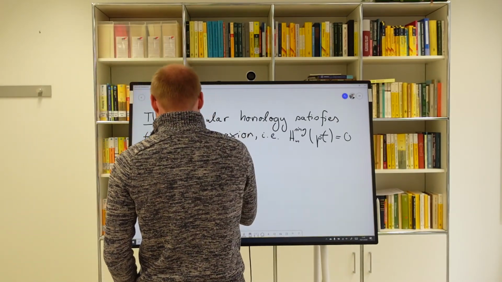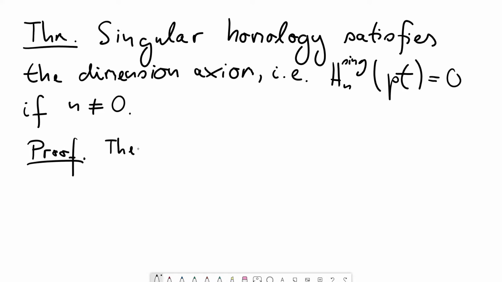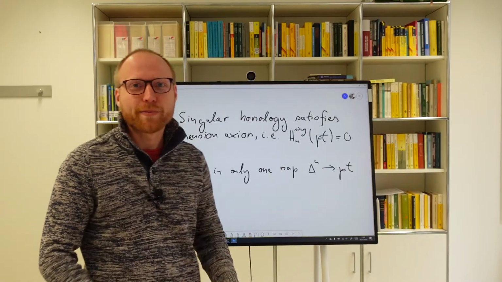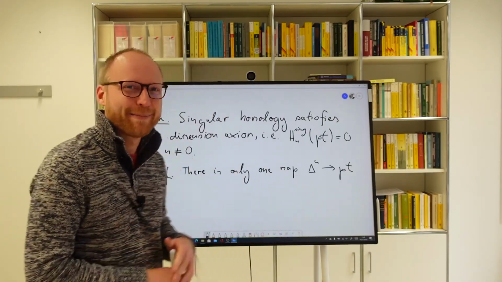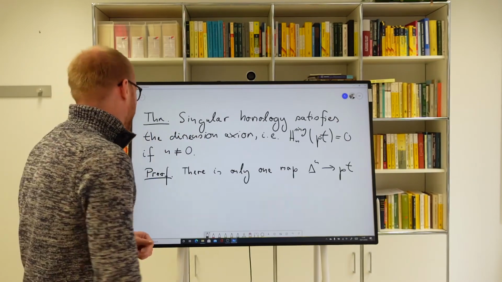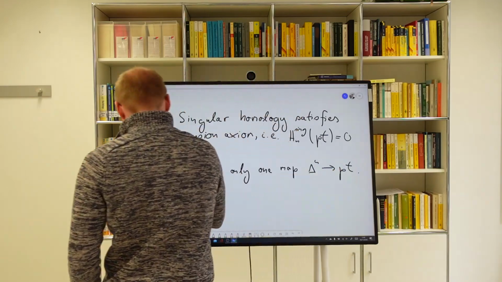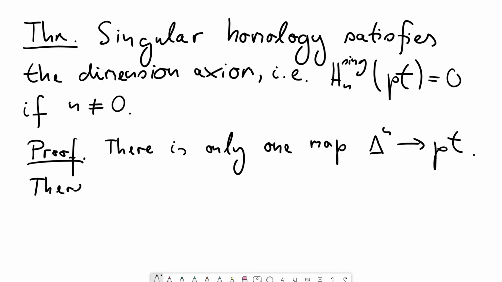So this is the first observation: there is only one map from delta n to the point. And this applies for all n. It doesn't matter which dimension we're in. In fancy terms, the point is a terminal object in the category of topological spaces, but it just means there's one map into the point for every n. And this is why the singular chain complex looks like this.